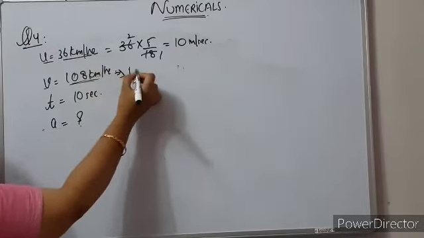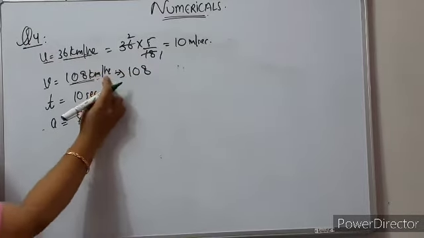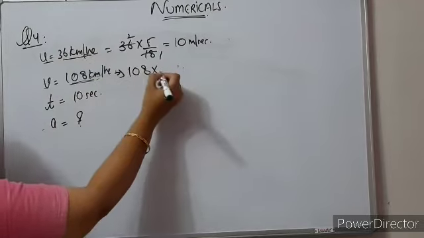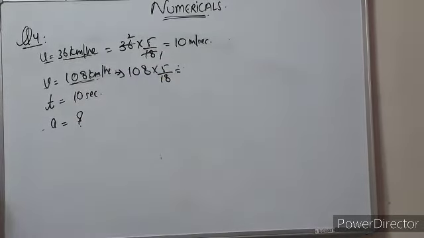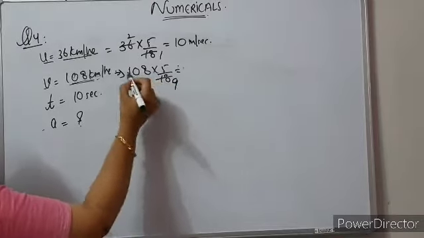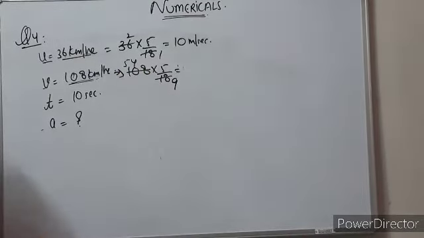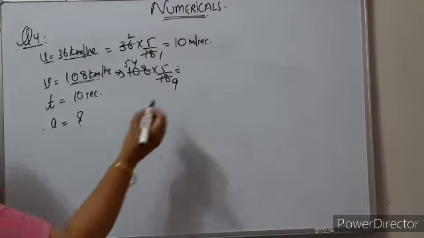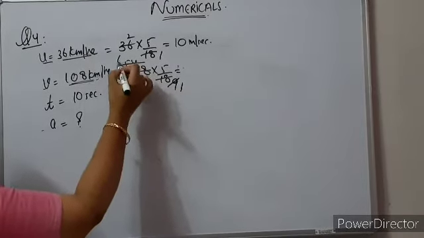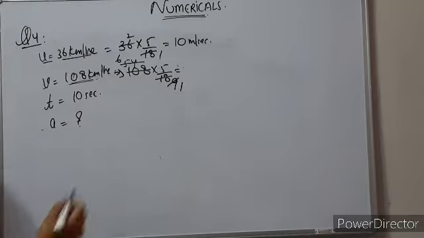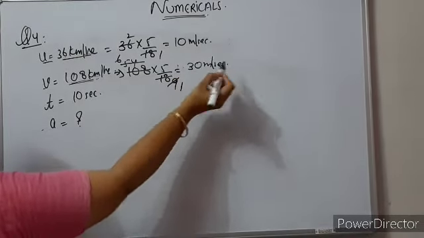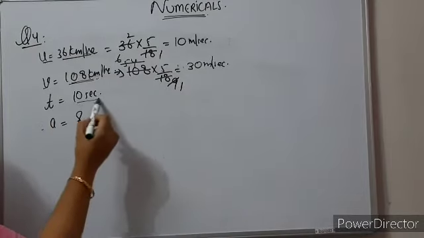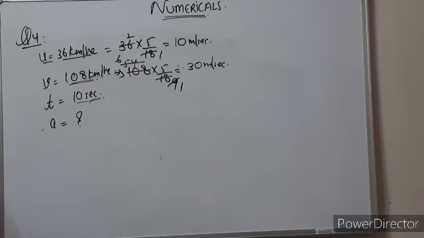Similarly 108, it is in kilometer per hour. So multiply it with 5/18. It will be converted into meter per second. So 2 nines are 18, 9 ones are 9, 6 are 54, 6 fives are 30 meter per second. Time is 10 seconds. It is already in seconds, the standard, so no need to do any conversion.